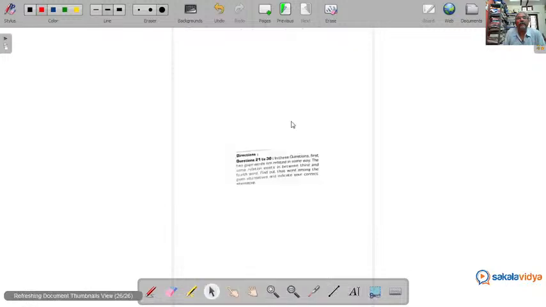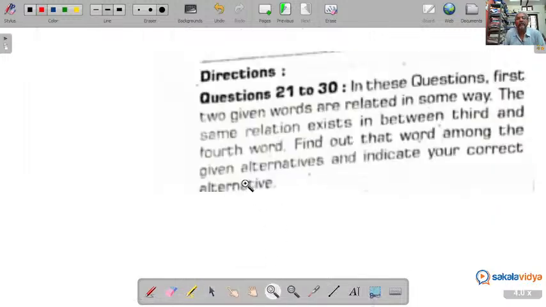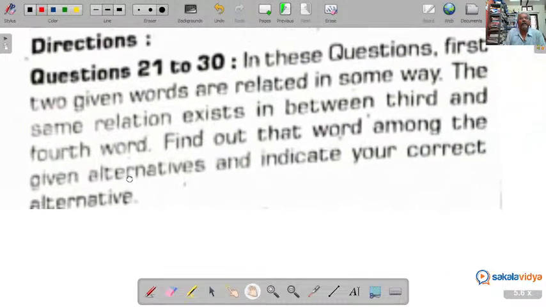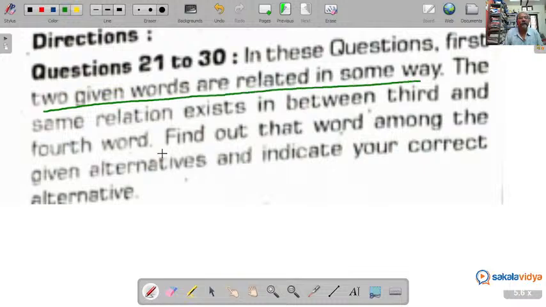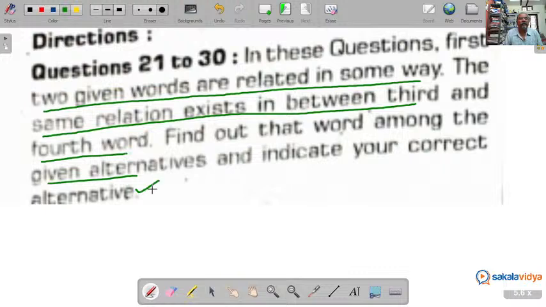Right. So first let us study the directions. Directions are very important. Instructions are very important. Once again, I suggest all the NMMS students, we are going to appear in the November examination or different competitive entrance examinations, first go through the instructions carefully, then only start to attempt the questions. See here, in these questions, the first two given words are related in some way. The same relation exists between the third and fourth word. Find out the word among the given alternatives that indicates your correct alternative.